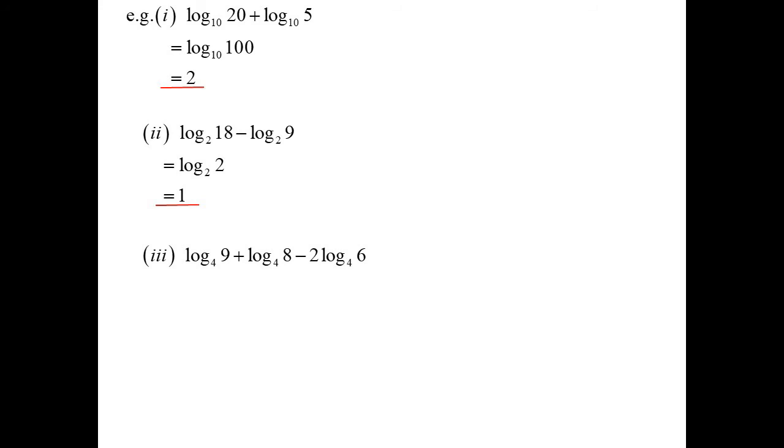All right, so let's play around with it. So these are base 10. I want log 20 plus log 5, but I can add those together to get log 100. 10 squared is 100. Log 18 minus log 9 gives me log 2 base 2, therefore it's 1. Now these are all base 4, so we'll have 9 times 8 divided by 6 squared, because we bring the power in. Now, 9 eights are 72, of course they are. And 6 squared is 36, so we have log 2 base 4, but 4 to the power of a half is 2, so we get half.